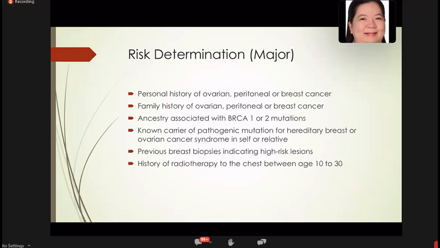Okay? Those with previous breast biopsy indicating high-risk lesions. For example, may patients ay pumunta, Doc, na-biopsy na ako before eh. Oh, ano yung biopsy mo? Doc, sinabi ng atypical, no? Anything with atypia. Okay? High-risk lesion, okay? Those with DCIS, ductal carcinoma in situ, or lobular carcinoma in situ, these are all high-risk lesions, okay? Those with history of radiotherapy to the chest wall, okay, between the age of 10 to 30, okay, these are all high risk.